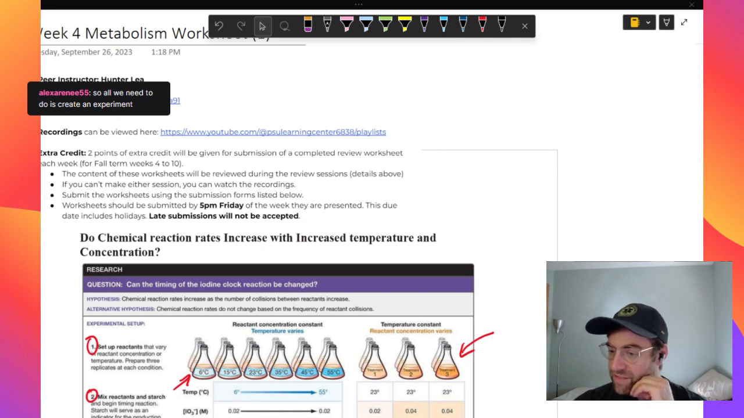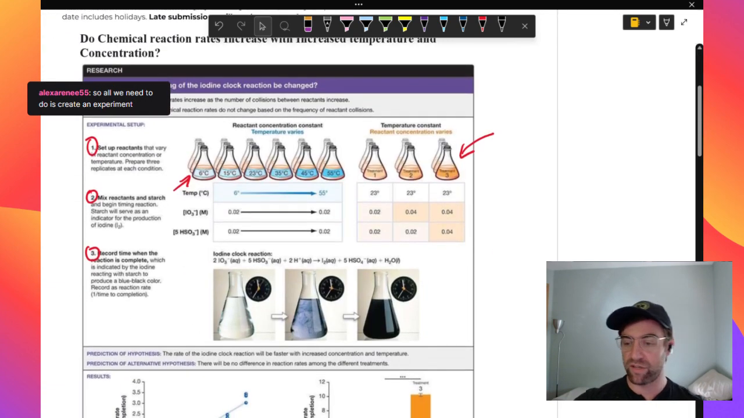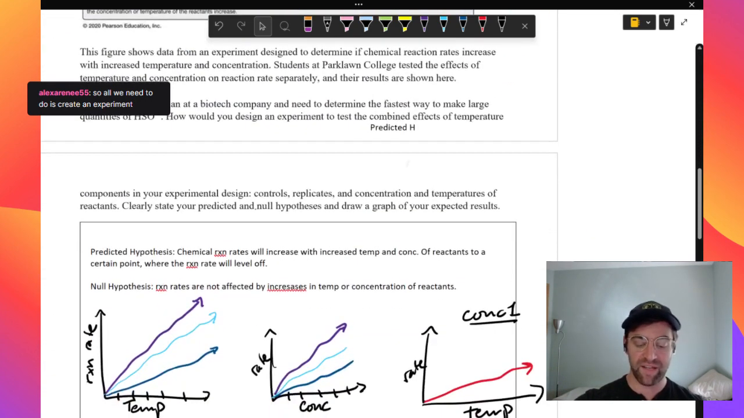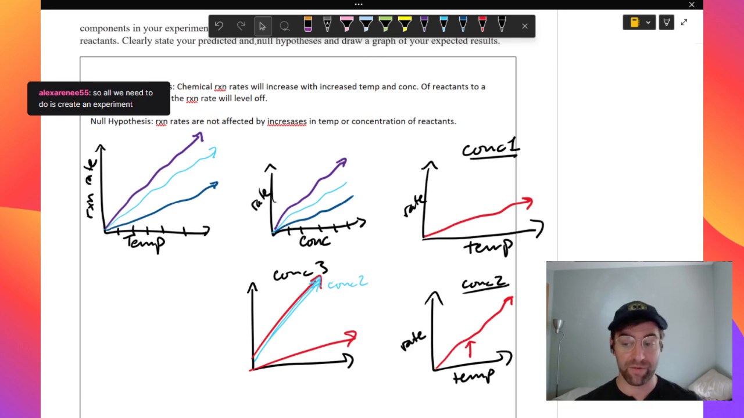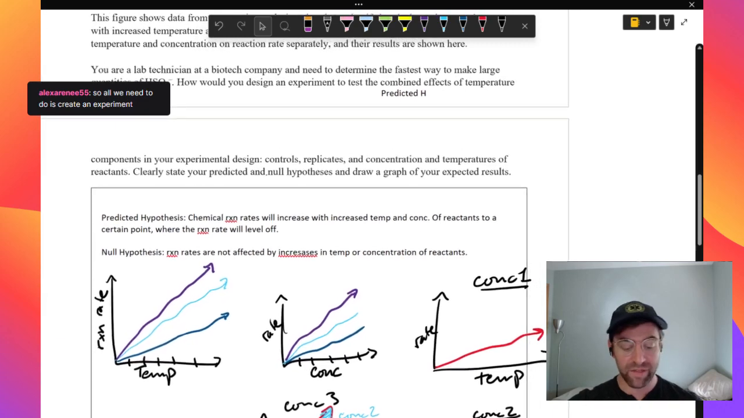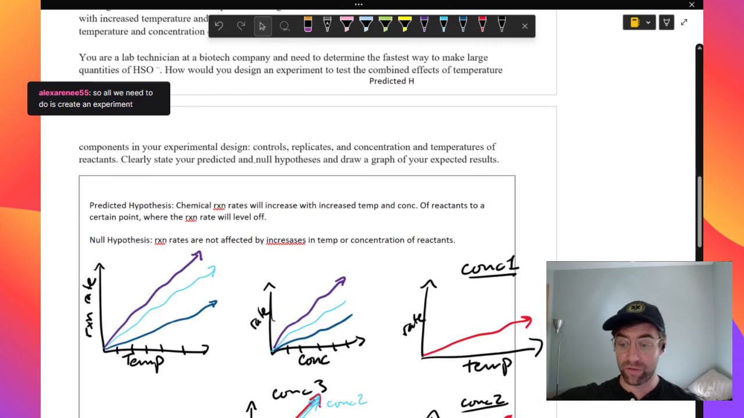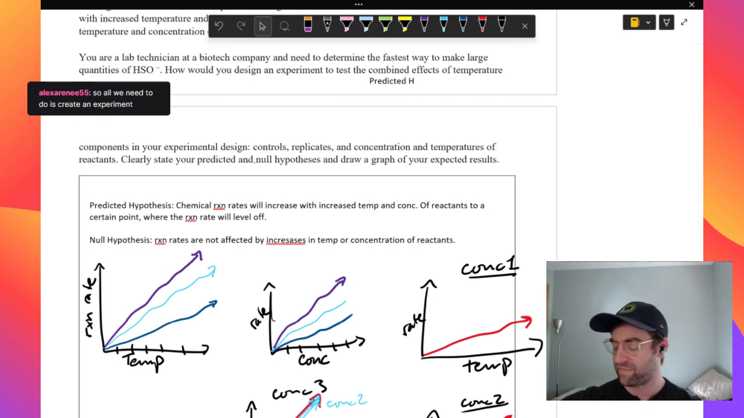So all we need to do is create an experiment. Yeah. So to get the most out of this exercise, you can take a look at the experiment that was created, take a look at the prompt, and then design an experiment. Think through what factors you want to test, how you want to test it, how you establish your controls, things like that. And write down your predicted hypothesis and what your results should look like if your hypothesis were correct. So, does that answer your question? Also, thanks for chiming in.